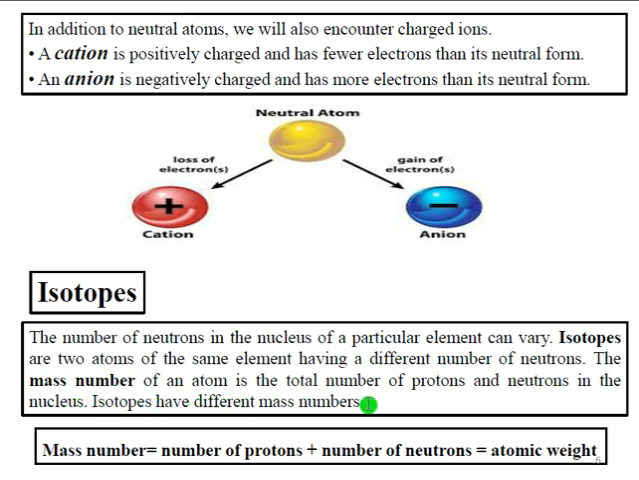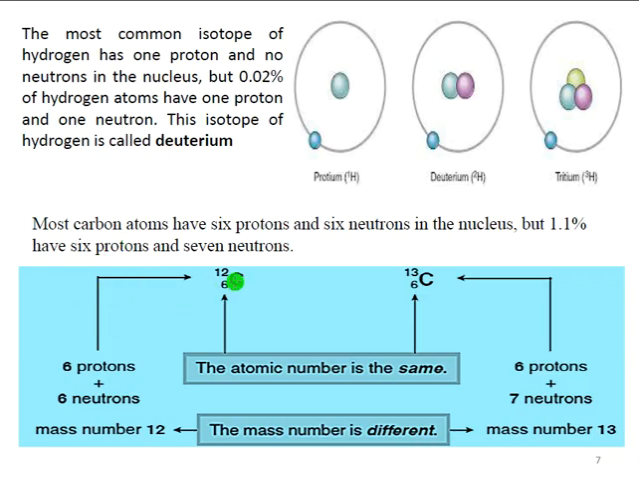Isotopes have different mass numbers. The mass number is equal to the number of protons plus the number of neutrons, and is equal to the atomic weight. Look, number of protons plus number of neutrons. For example, take carbon 12. Carbon 12 has 6 protons and 6 neutrons, meaning the mass number will be 12. And we have carbon 13, which has 6 protons and 7 neutrons. For this reason the mass number is 13.